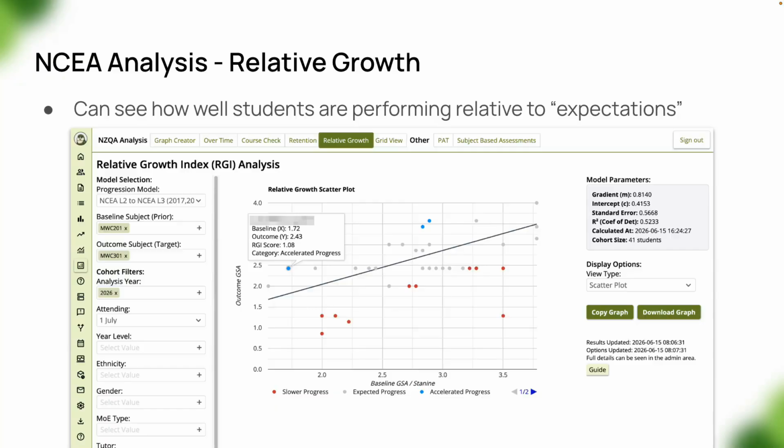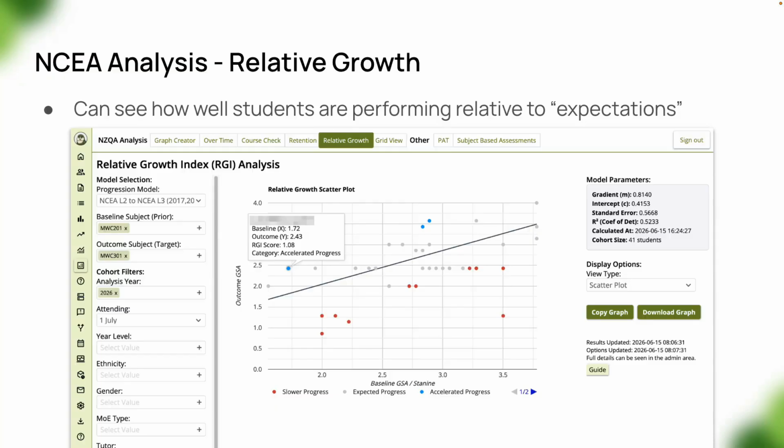So this is looking at level 2 data versus level 3 data. Along the bottom here, we've got level 2. Up the side, we've got level 3. The black line is on average over the last, I think this was trained on about 5 years worth of data, where did we expect students to sit? And that's for my school. So it's not across schools, it's just inside my school.